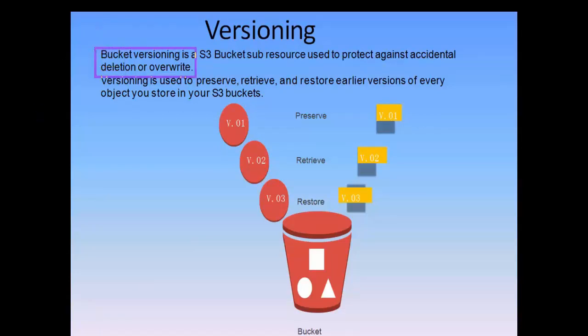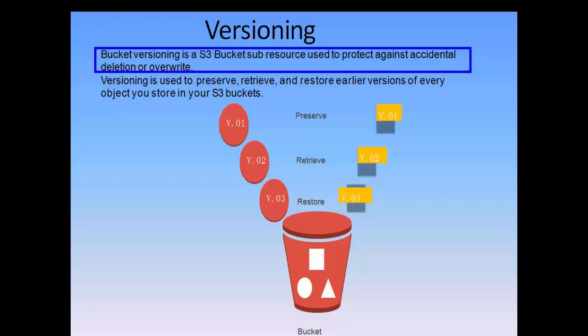Bucket versioning is an S3 bucket sub-resource used to protect against accidental deletion or overwrite. Means we are saving some data into an S3 bucket, and accidentally it can be deleted. So the versioning's prime purpose is to protect against accidental deletion or overwrite. Means previously we uploaded a right file, but due to a mistake some wrong changes went into the file and we write it here again. If versioning is not enabled, then this right file gets overwritten with the wrong one. So to protect our data in the S3 bucket, the main function is to protect against accidental deletion or overwrite.